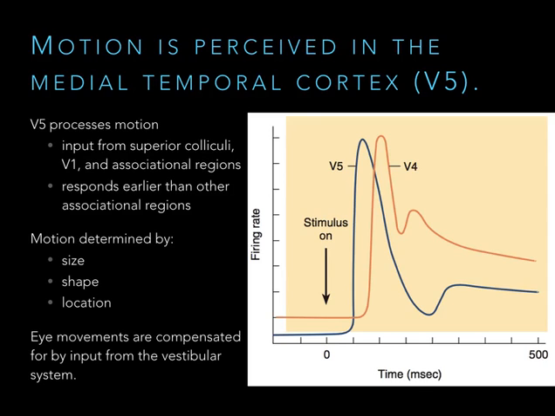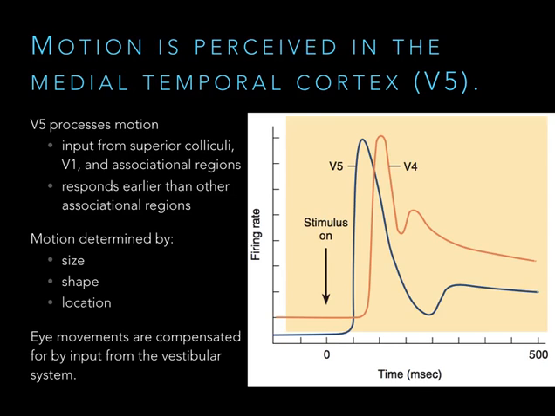Now, of course, every time you move your head or your eyes, everything in the world moves relative to them. So the neurons in V5 also receive input based on the movement of our eyes as well as our head. They'll receive input from the vestibular system so that we can compensate for these movements. So the neurons in V5 know which direction our head and eyes are moving, and as such, this can help cancel out that perceived movement.